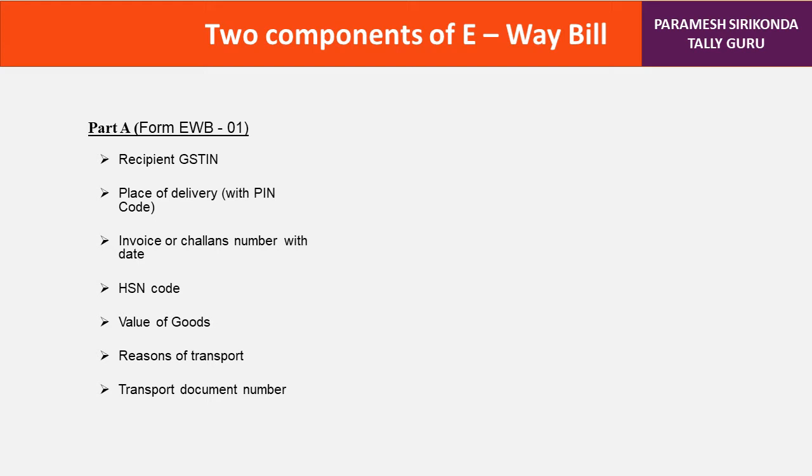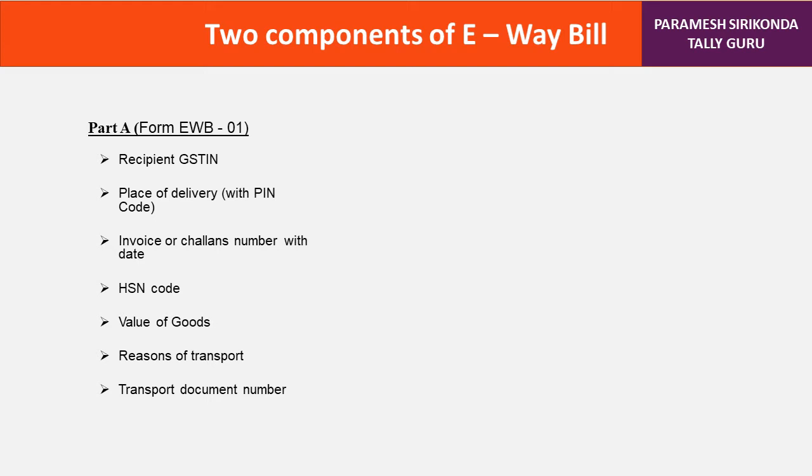So you should know the meaning of recipient. Recipient, commonly, is the buyer, and it contains the GSTIN. What do you mean by GSTIN? Goods and Services Tax Identification Number, and it gives information about the place of delivery with a pin code. So place of delivery means where the buyer is located.